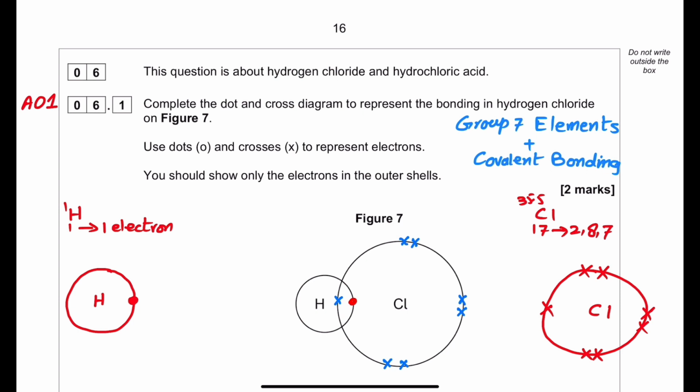Students sometimes make a mistake. They try to mention only this bond here, but they usually forget to mention the rest of the electrons in chlorine, and they lose 1 mark.